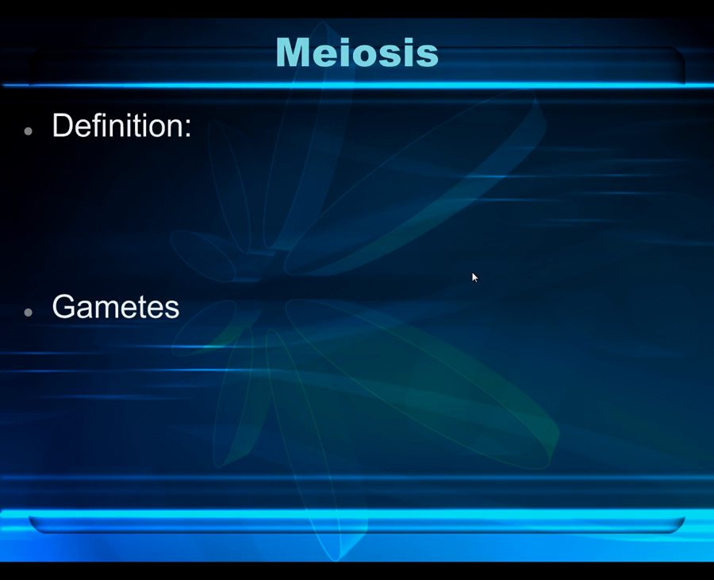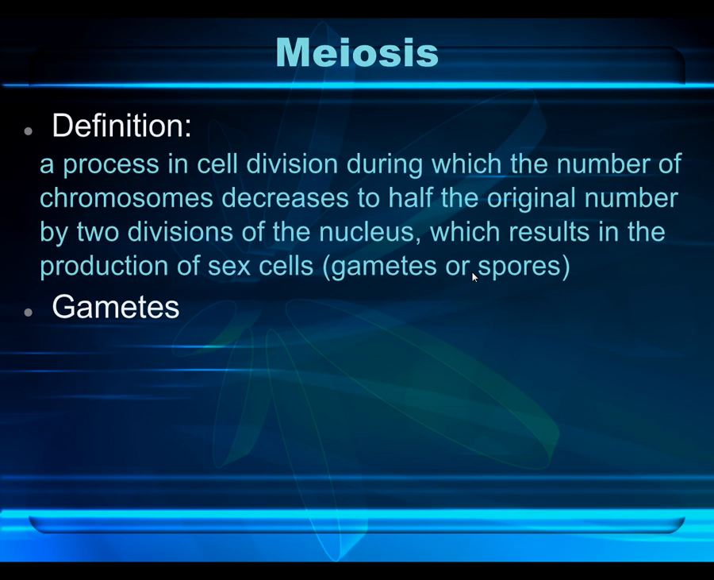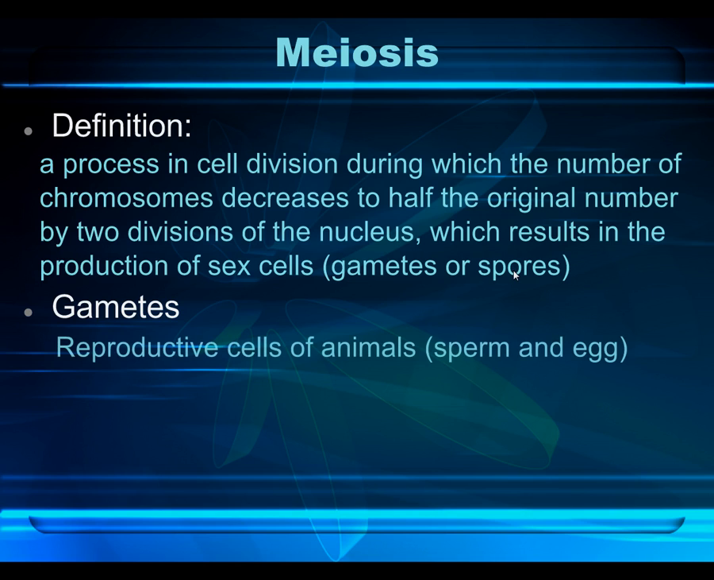So meiosis, as I said a moment ago, its purpose is the production of sex cells, which are also called gametes in animals and spores in plants. If you need to pause this slide to write everything down, please do.